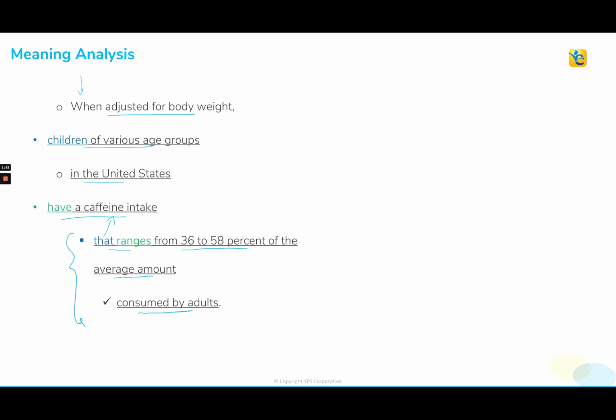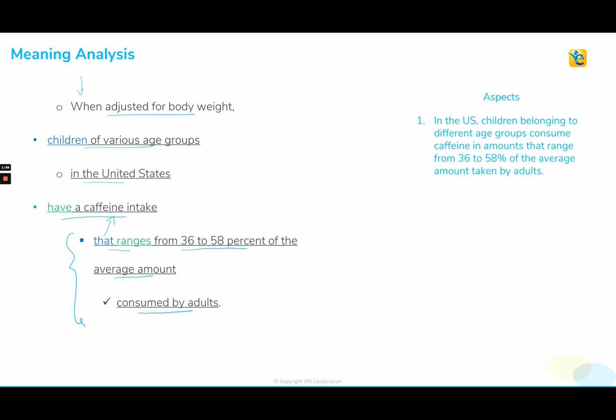Anyway, okay, so now when we put together every information in the sentence, we understand that the sentence is talking about children in the US. Children belonging to various age groups consume caffeine in amounts that range from 36 to 58% of the average amount of caffeine consumed by adults. And how is this calculation achieved? This calculation is achieved by adjusting children for body weight.